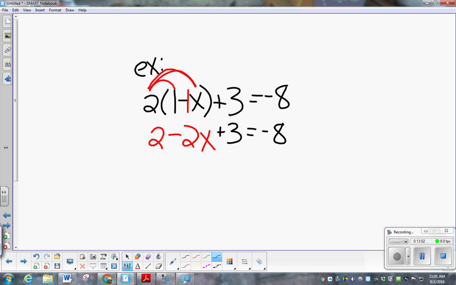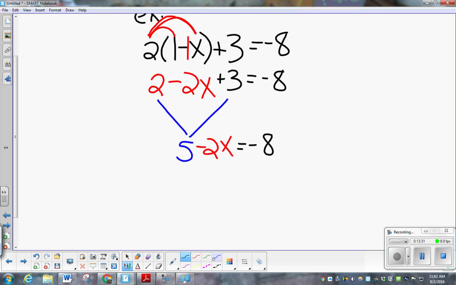Now, kind of like the last equation, we need to simplify this first. I mean, you don't have to, but it just makes it easier, because if you can combine terms like this 2 and 3, you might as well. So we've got a 2 and a positive 3. Well, 2 plus 3 is 5. So go ahead and simplify that. It'll make it less steps later on. We still have the negative 2x, so minus 2x, and it still equals negative 8.